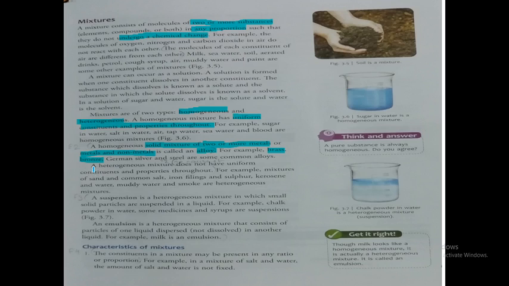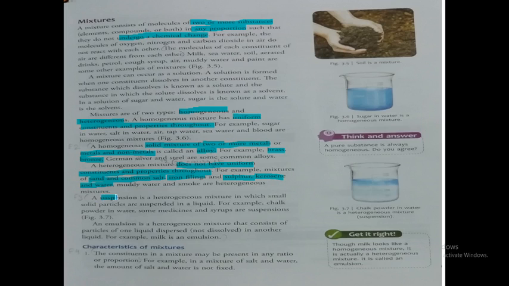Moving on to heterogeneous mixtures. As I have told you, they do not have uniform constituents and properties throughout the mixture. Examples are sand and common salt, sand and iron filings, iron filings and sulfur, kerosene and water. These are all heterogeneous mixtures.